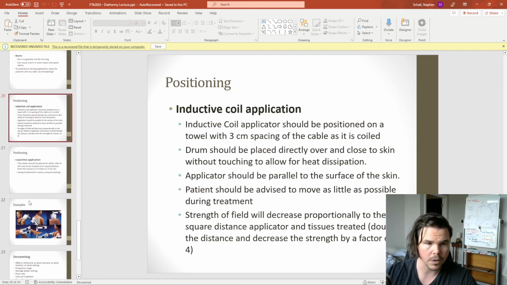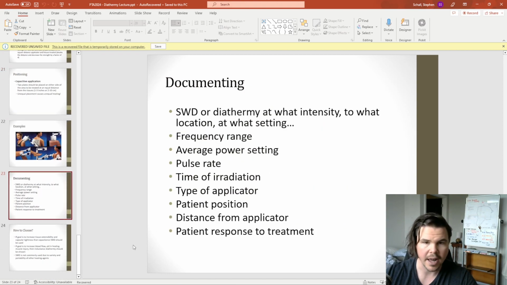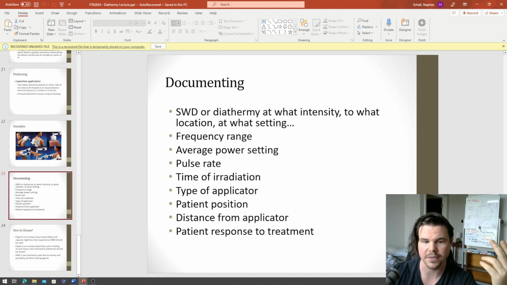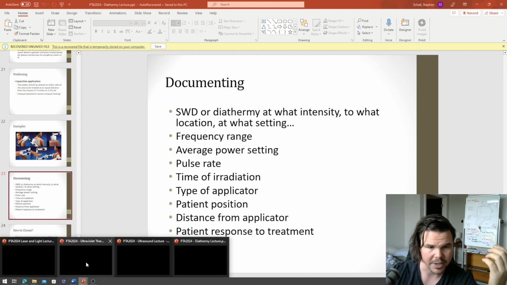So same deal. Understand your positioning and know how to document like everything else. Just know what the frequency range is. I don't expect you to have specific information, but just know when you document what is most important. Other than that, I think that's pretty good for diathermy. Again, it's mostly, guys, indication, contraindications, and potential benefits or adverse side effects. And then we can just wrap it up.